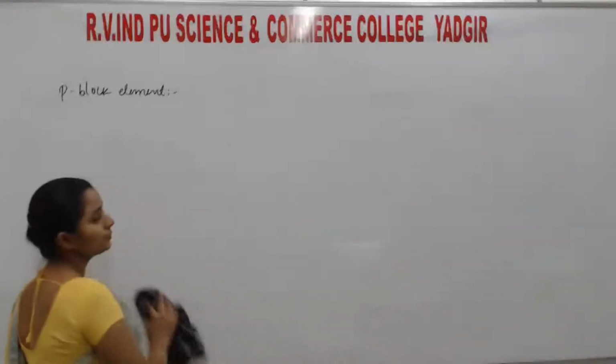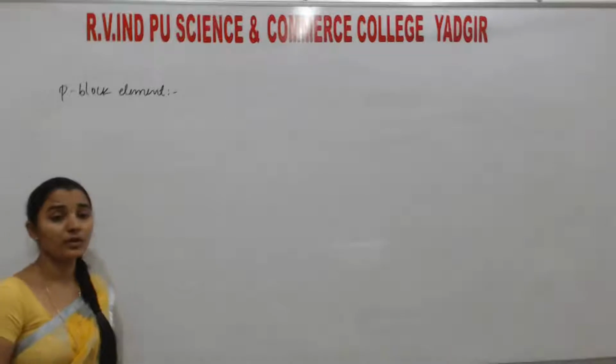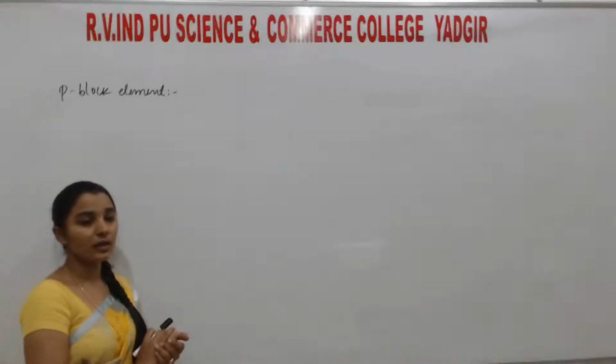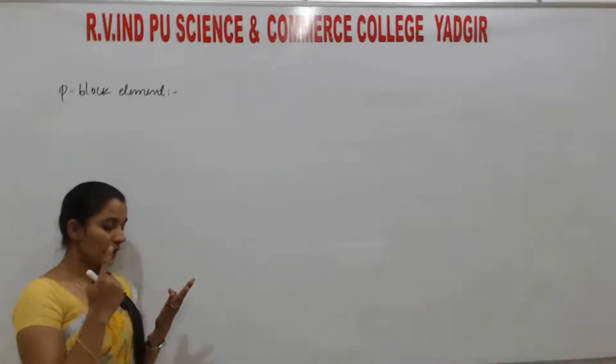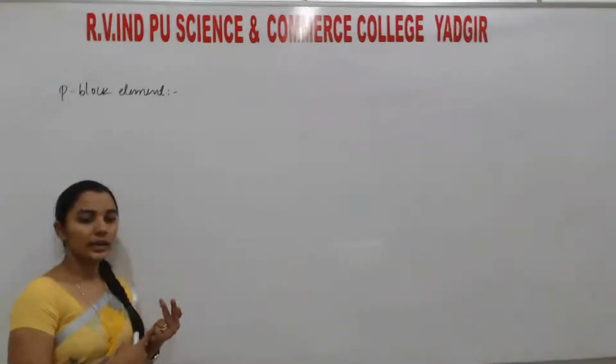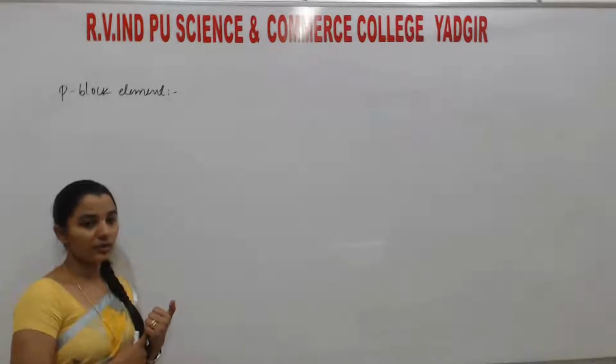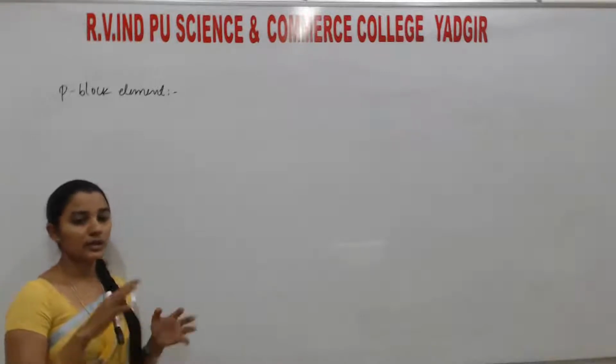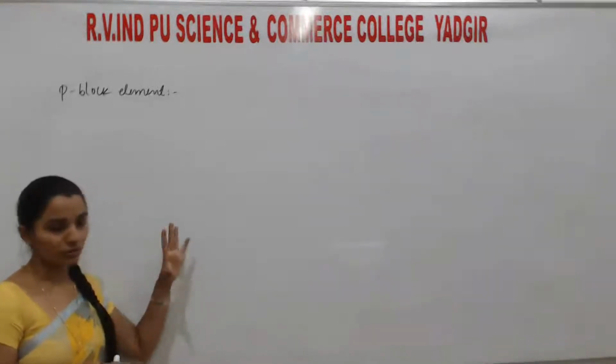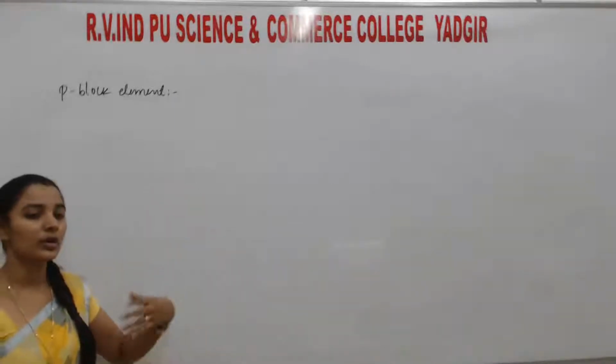And also anomalous behavior is there, reason for anomalous behavior. Only four reasons are there. That is, smaller size, greater electronegativity, greater ionization energy, and absence of d orbital. Okay, these are the reasons for anomalous behavior. Just go through the videos, and this is very important, so I explain to you.